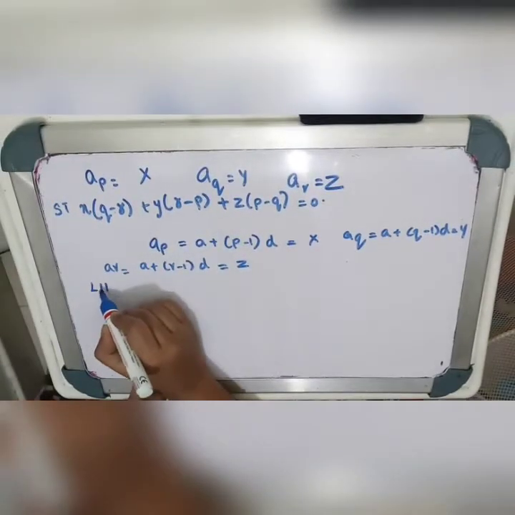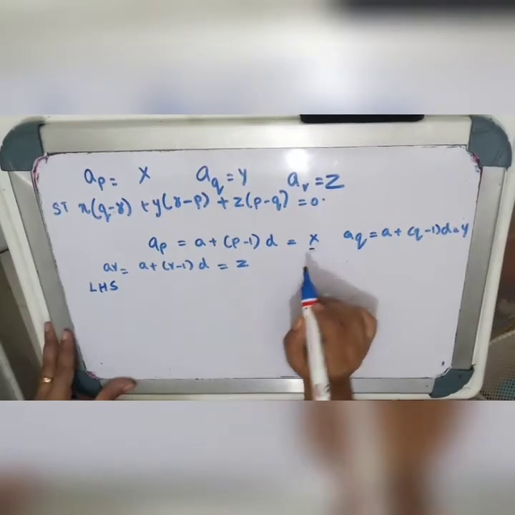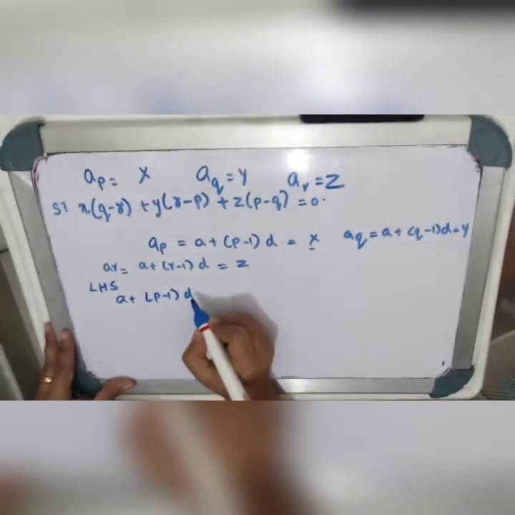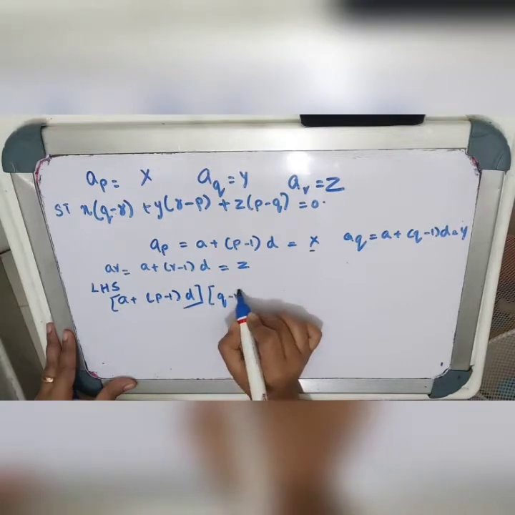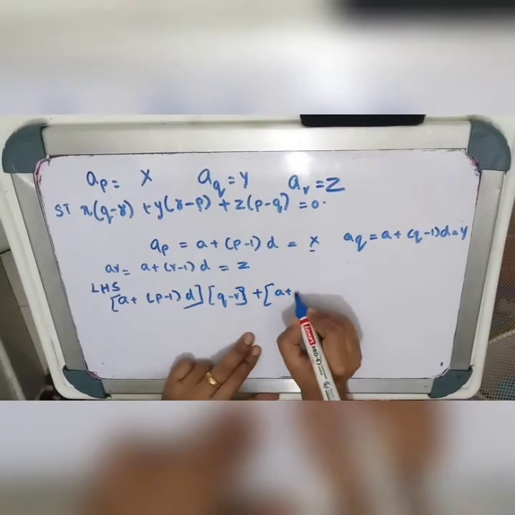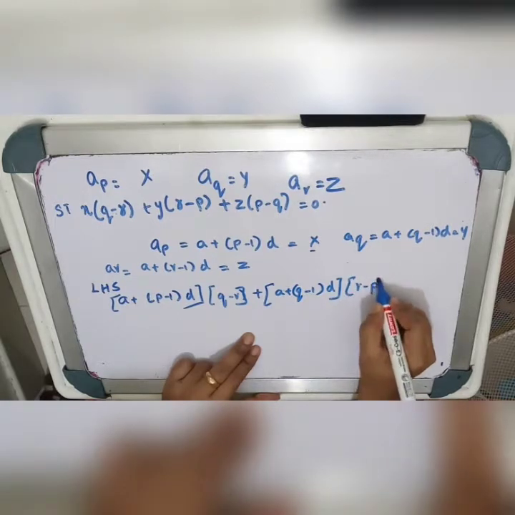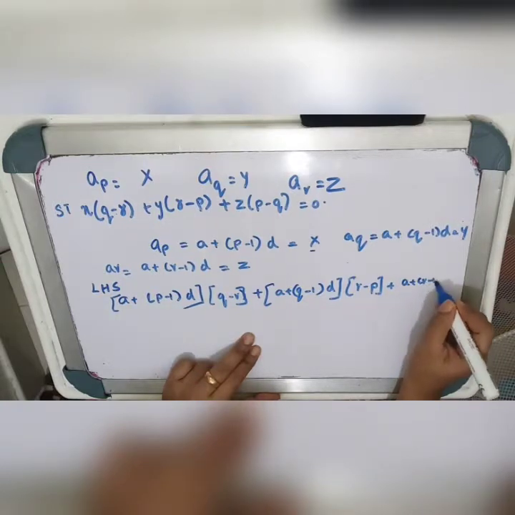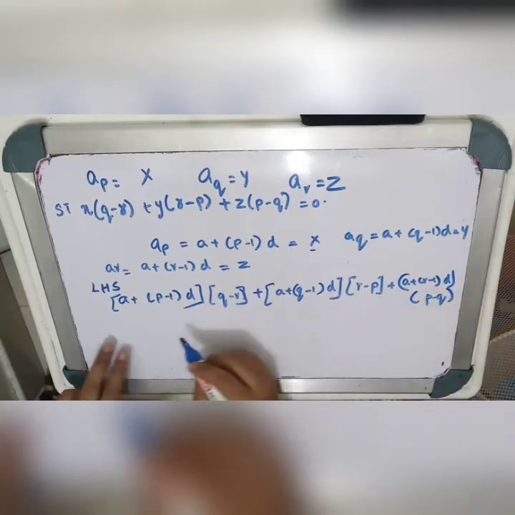Let's start from the LHS. LHS is given as x into q minus r. We can substitute the value of x. x is a plus p minus 1 into d, that into q minus r, plus y. y is a plus q minus 1 into d, that is multiplied with r minus p, plus z, z is a plus r minus 1 into d, that's multiplied with p minus q. So let's open all the brackets.